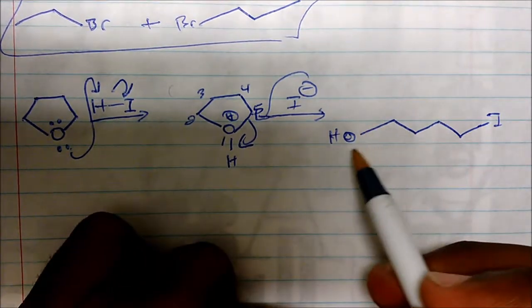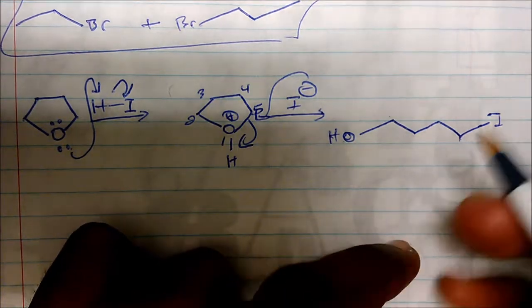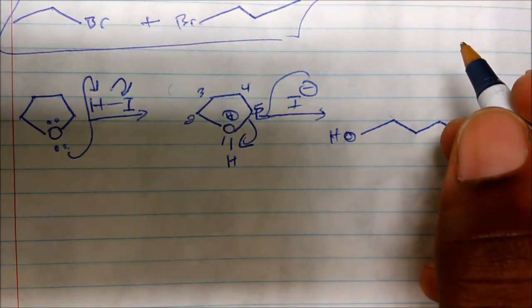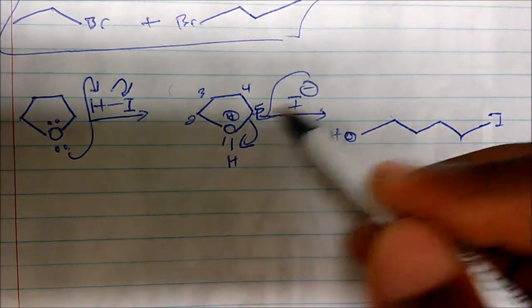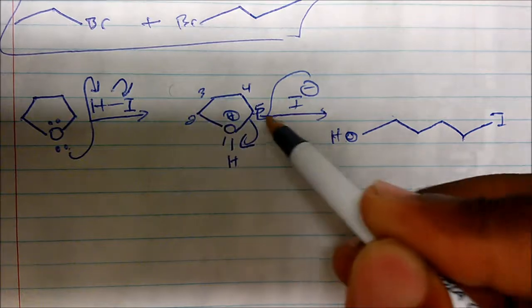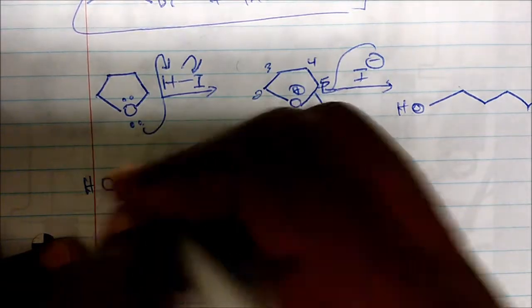Yeah. So let's see, we have 1, 2, 3, 4, 5. All right, so we have 5. So even I miscounted my carbons. 2, 3, 4, 5. All right, so we have a 5-carbon chain with an iodide bonded to it, right? So this is what we get. So let me redraw this product here.